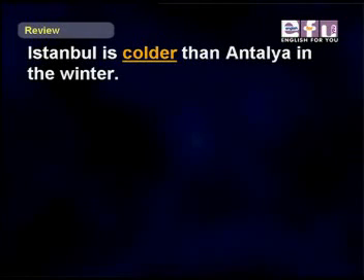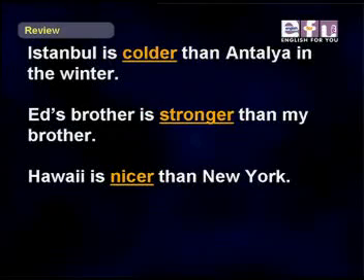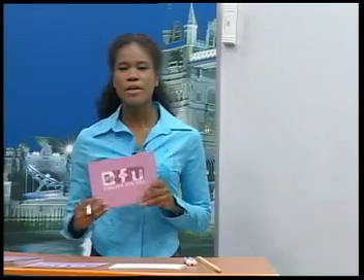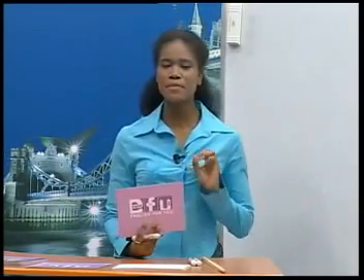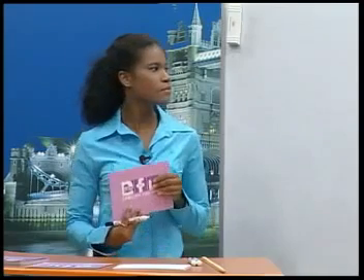Istanbul is colder than Antalya in the winter. Ed's brother is stronger than my brother. Another example. Hawaii is nicer than New York. Another example. My grandfather is older than your grandfather. We also learned that there are special spellings for some one-syllable comparative adjectives. Take a look at these examples.